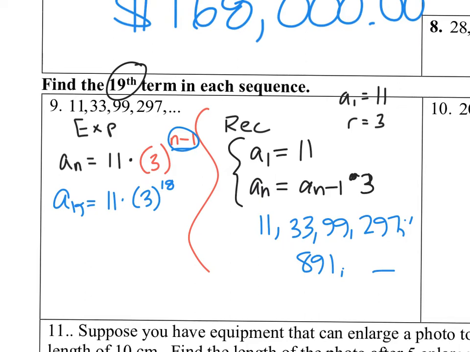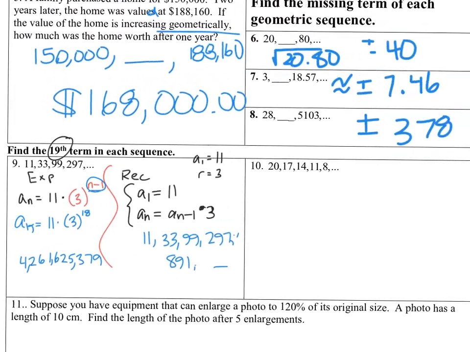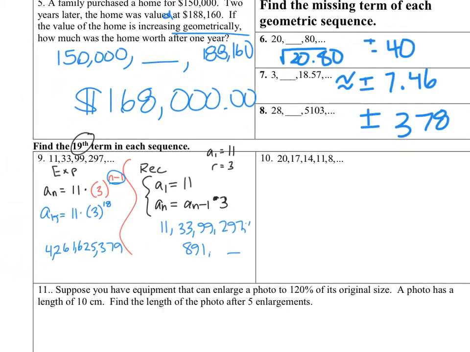So I might have to use scientific notation. Nope, I don't. So it's 4,261,625,379. All right, that's the 19th term in this one.